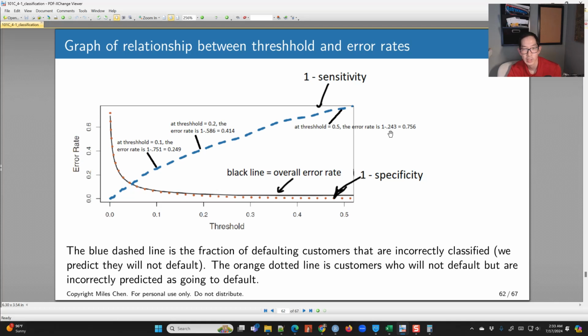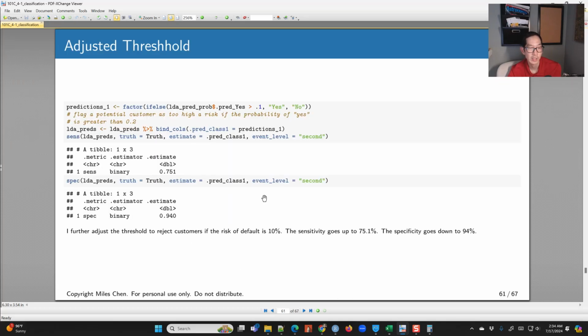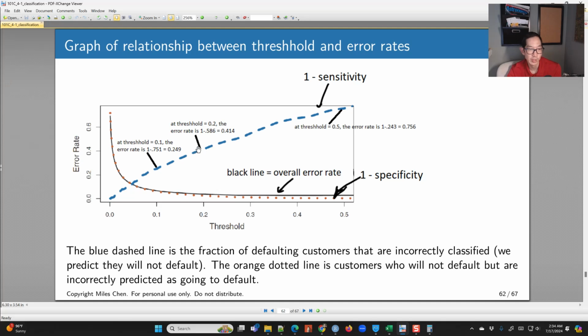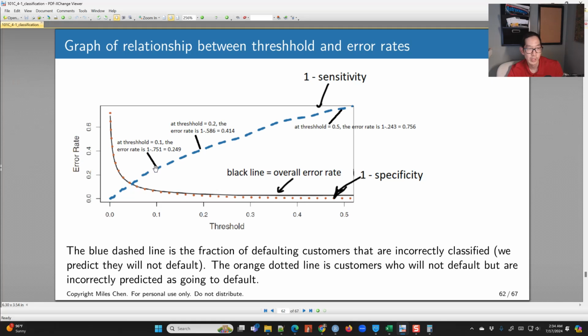My error rate is 1 minus 0.243. I'm getting it wrong 75% of the time. But if I brought my threshold down to 20%, the error rate, 1 minus my sensitivity, is 0.414. So at 20%, my sensitivity is 0.586, and 1 minus that is 0.414. So it goes down. If I lower my threshold even further, I get it right 0.751 and wrong 0.249. So that's right here.